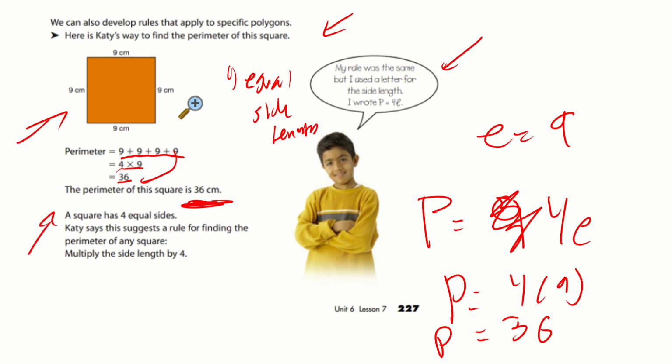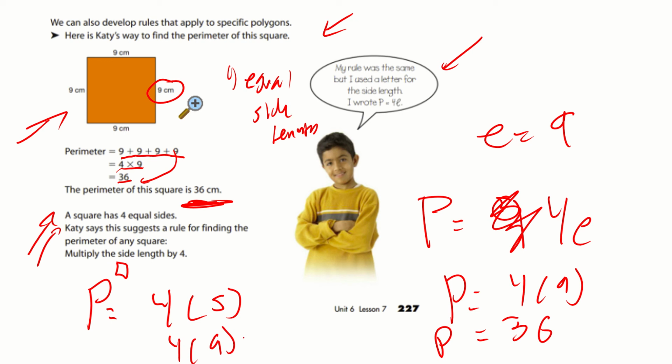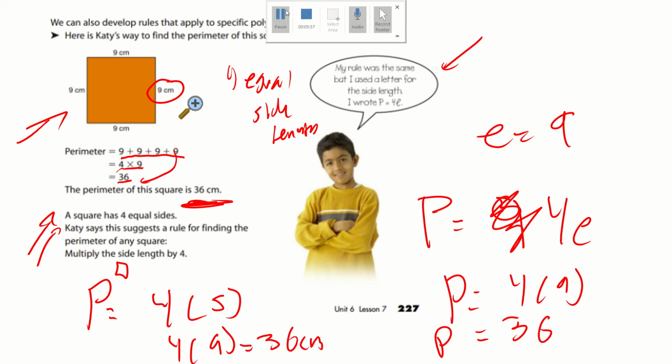A square has 4 equal sides. Katie says this suggests a rule for finding the perimeter of any square. Multiply the side length by 4. So your formula, and you're going to have to write formulas for your tests on cue cards, is perimeter of a square equals 4 times the side length, S. So you look at your side length, that's 9 here, so you go 4 brackets 9, and you would get 36 centimeters. That is one of the rules with a square.